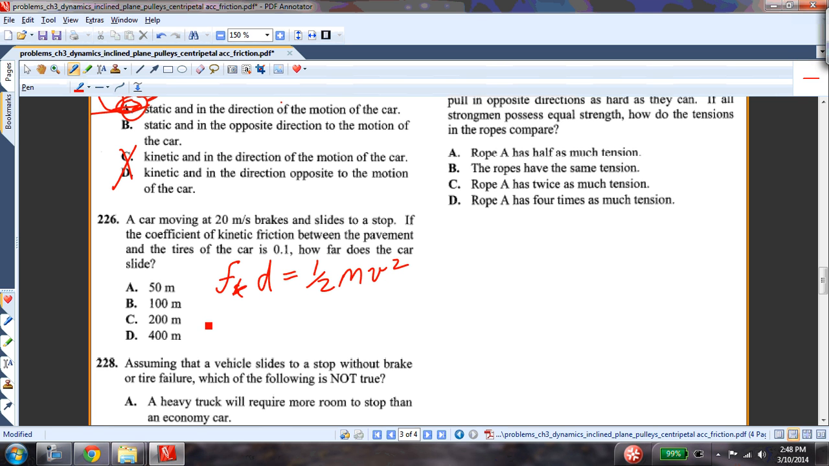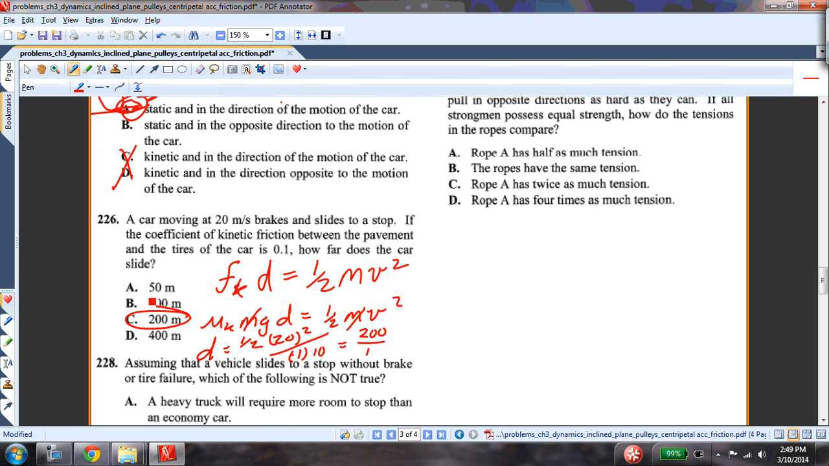All right, Fk is equal to mu k times the normal force, which is mg in this case, is equal to 1/2 mv squared. Our masses cancel, which is good because we don't know the mass, and we're looking for d, so d equals 1/2 of my initial velocity, which is 20 meters per second squared, divided by 0.1 times 10. So that's half of 400, or 200, divided by 1, so it should be 200 meters.